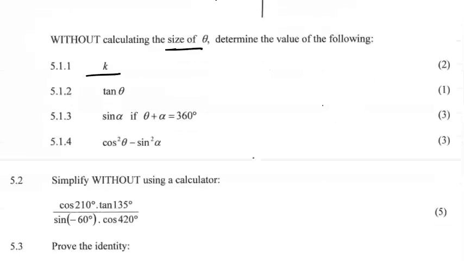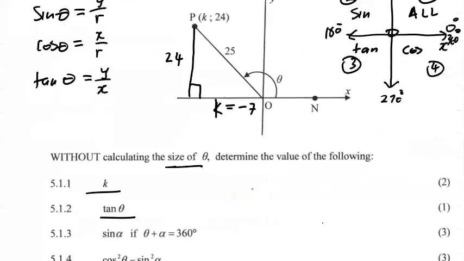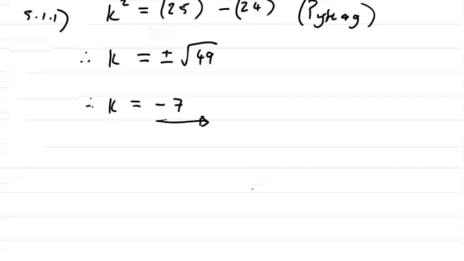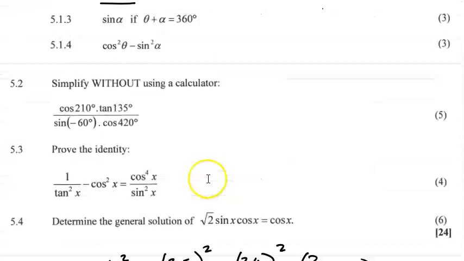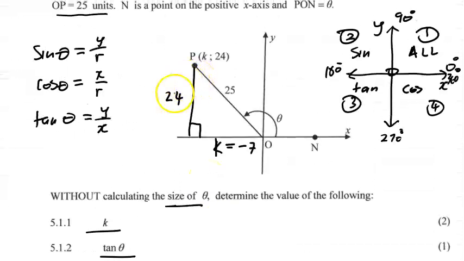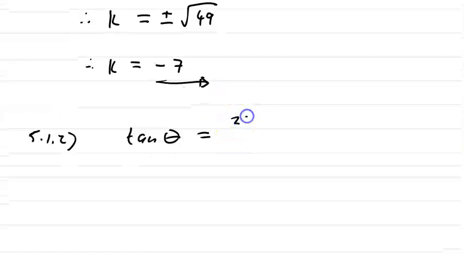The next thing that they want me to find here is tan of theta. Tan of theta is y over x. So therefore, my y value is 24 and x value now is minus 7. So that will be my answer: 24 over minus 7. 5.1.2, tan of theta equals y over x. So that will be 24 over negative 7.